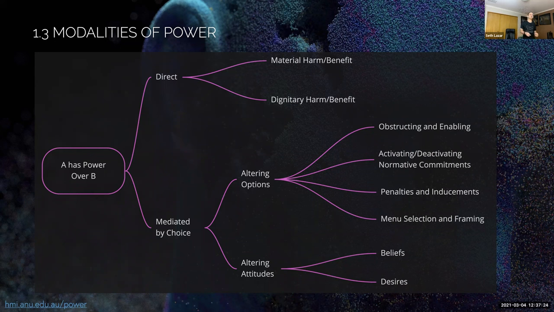Okay, so I'm going to pause. I've got a question in the chat, so I'm going to read that. Okay, so the question is, dignitary harm or benefit seems nebulous. Could dignitary be considered a subset or cause of material insofar as it only really matters if it cascades to material effect? So, I guess I don't agree with this.